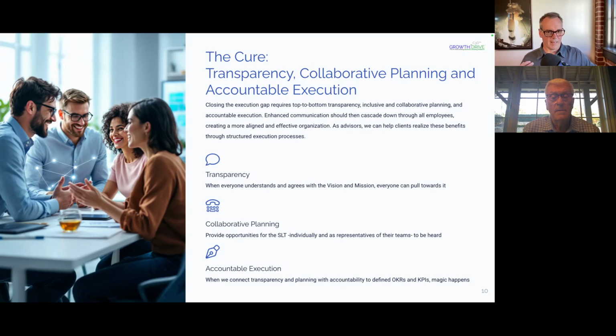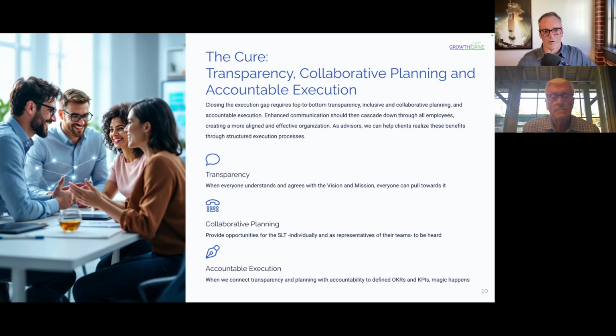And then with collaborative planning, you should also be always thinking about accountable execution, KPIs, keeping score, getting on tempo, getting into a rhythm, and maintaining that rhythm, that tempo. And it doesn't have to be breakneck. In fact, I would argue that a measured pace is the way to go.